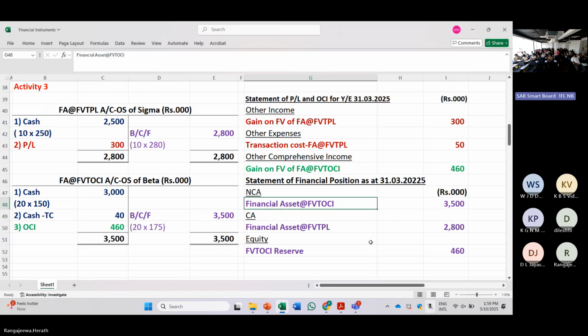Fine. So all three activities we discussed, the fair value, the market price of a share increased 250 to 280, 150 to 175. But that can decrease as well. So instead of gain, it can be fair value loss. If it is a fair value loss, instead of 2,800 make it 2,200. Then you will have a loss of 300. Then that will be recorded under other expenses, right?